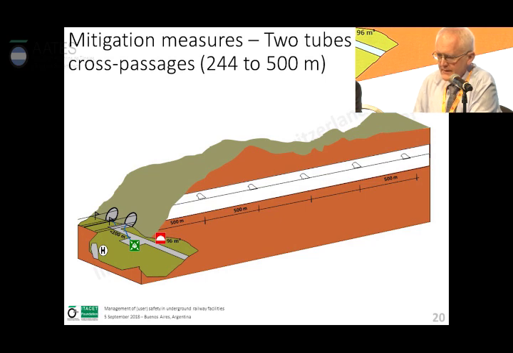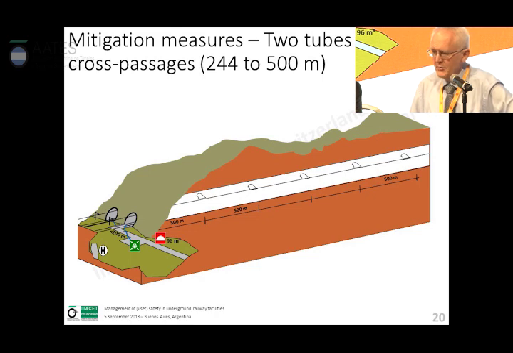Now this slide is for preventive measures. The same slide appears now under mitigation measures. So we come now, after the preventive measures, to mitigation measures. So here the target is to reduce the consequences of a fire. And here we have as well the principle of two tubes connected with cross passages. So as a measure to reduce the fire impact, we have the parallel tube as a safe area. You can walk over from the incident, from the fire tube to the non-incident tube.